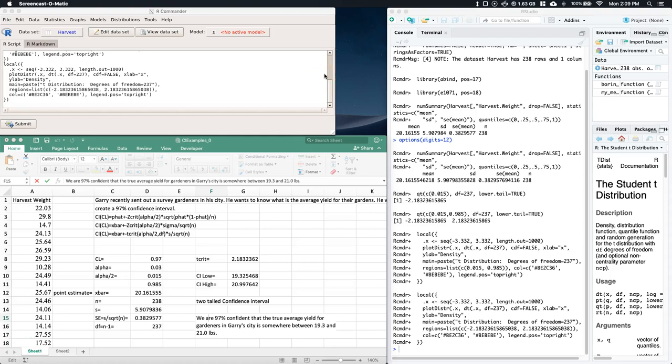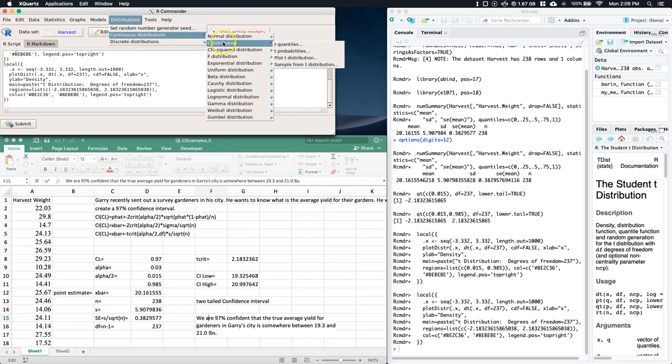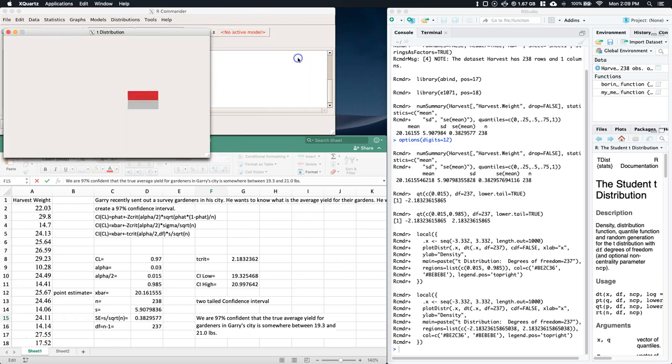Okay, so at the end of the last video, we had finished up doing a confidence interval. But now we need to figure out how to do a confidence bounds. Okay, so let's take a second and look at what we did before. So let's go to distribution, let's go to the t distribution, and let's plot it this time.